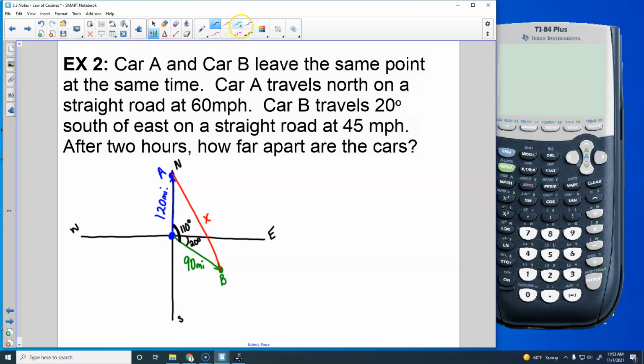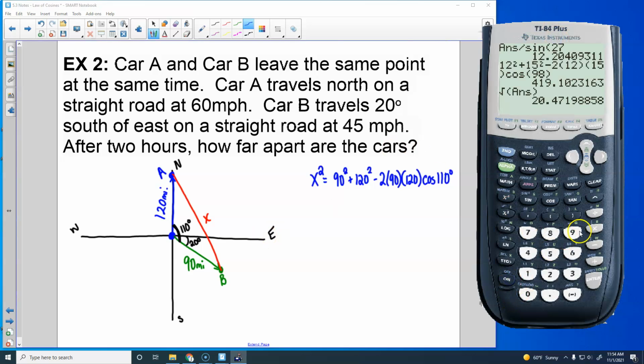So here we'd say x squared is going to equal, it does not matter which side you call A or B. Technically, I guess if we're calling this angle A here, it would be 90 first, but it doesn't matter. 90 squared plus 120 squared minus 2 times 90 times 120 cosine of 110. And all of that has to be typed into the calculator.